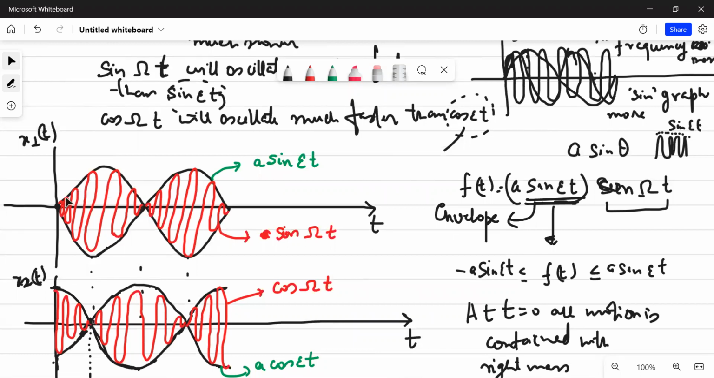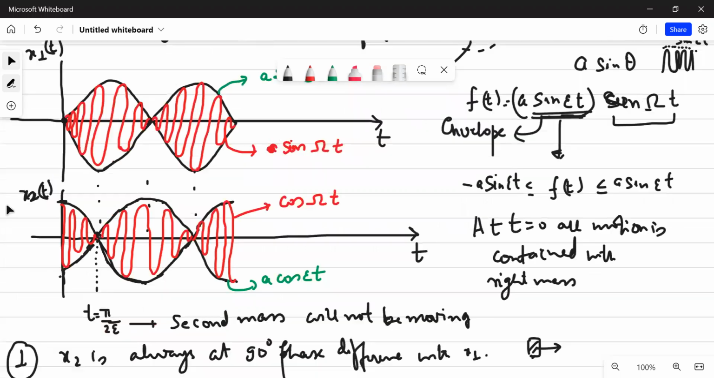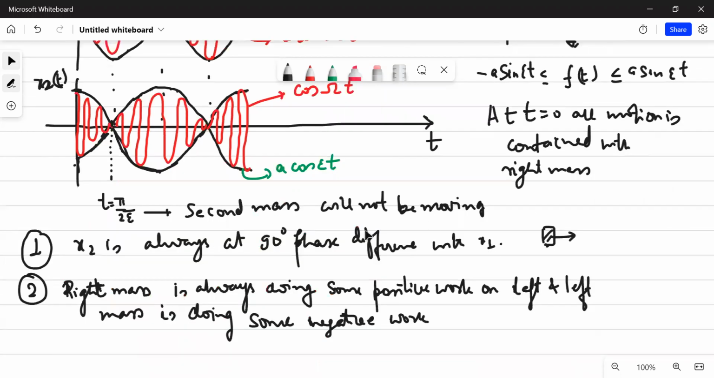So in any case, understand the point that one thing is for sure, that x2 is almost like a forcing oscillator to x1. Sorry, I should not say x2, x1. The right mass is a forcing oscillator to x1. Is that clear? And the right mass is doing some positive work on the left mass.